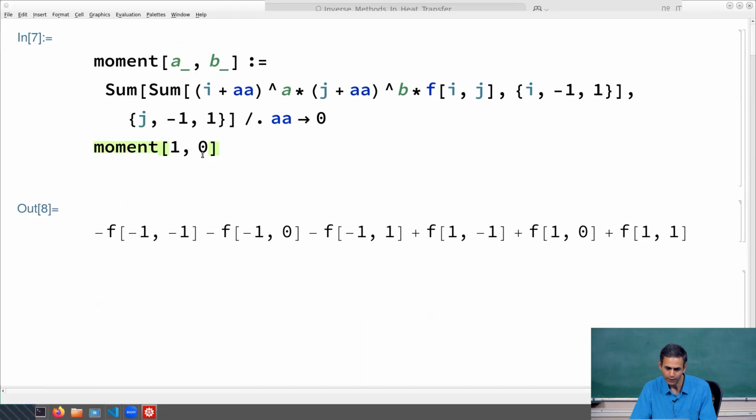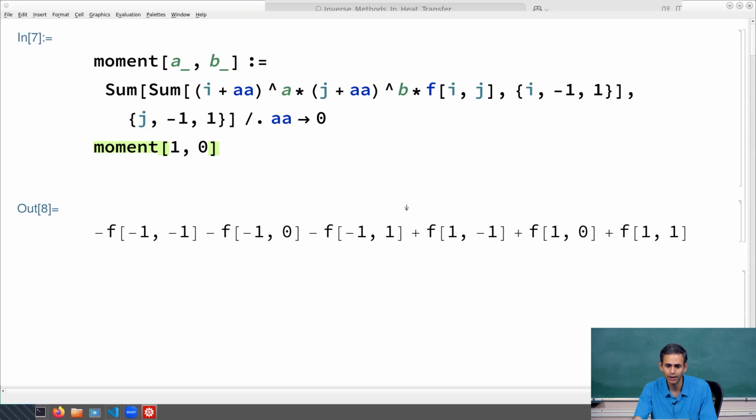If you have M10, that means a is 1 and b is 0. When b is 0, anything that you get for j is to the power 0, so they will all become 1. So for any value of j you are going to get only positive values, but depending on the value of i, the positive or negative is going to be determined, correct?